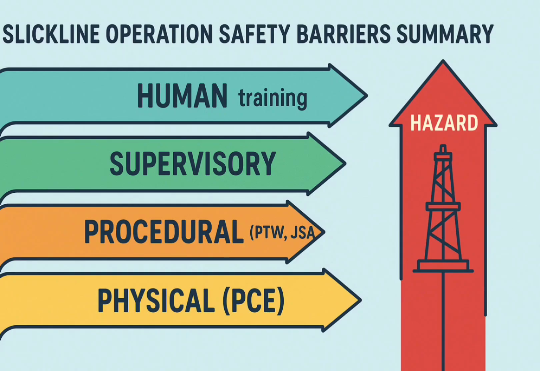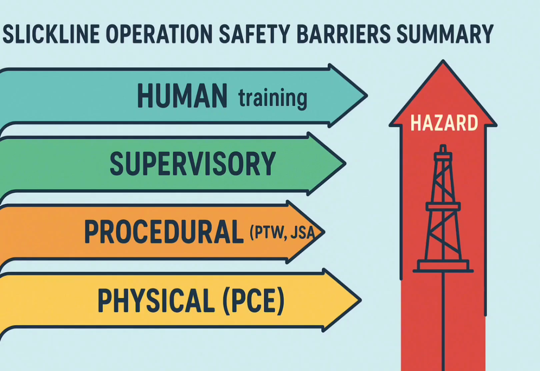Procedural barriers rely on strict adherence. Every deviation, however small, must be reviewed by supervision before proceeding. Written procedures turn safety into predictable, repeatable behavior. Supervisory barriers. Supervisory barriers represent the leadership and control functions that ensure compliance, awareness, and accountability during the job.